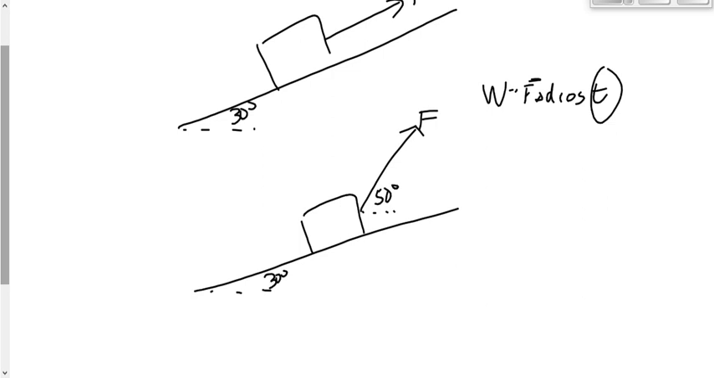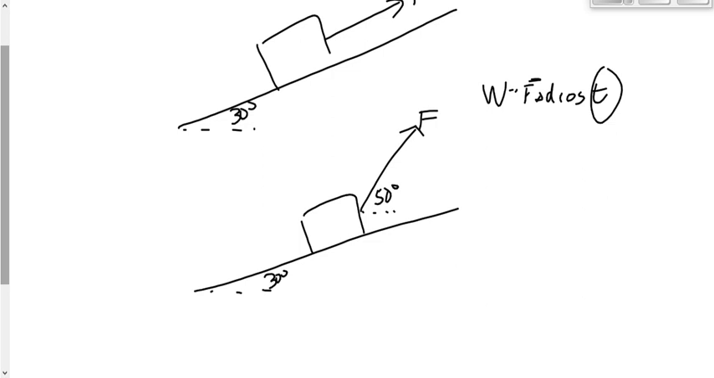What angle would I use now in my F times D times cosine theta equation? It's moving parallel to the hill, right? I pull it up the hill, it moves up the hill. What angle do I use? Demi, do you have an answer there? No? Okay, I thought you were raising your hand there.